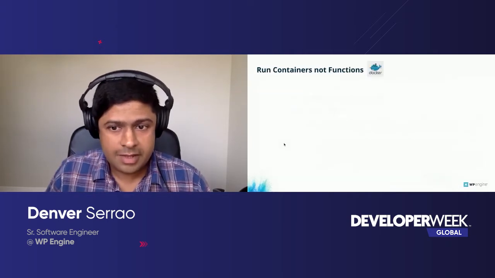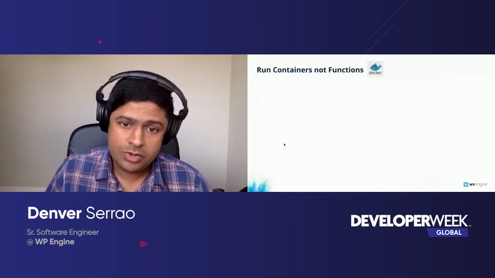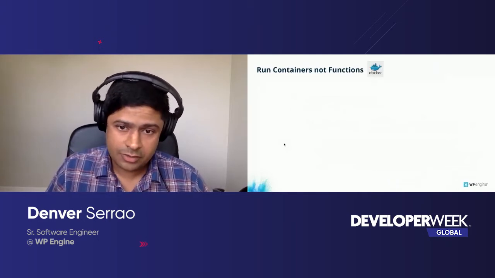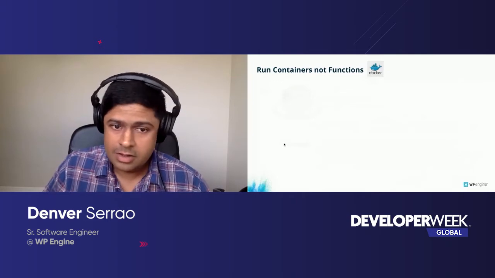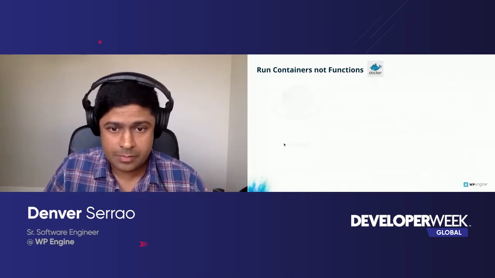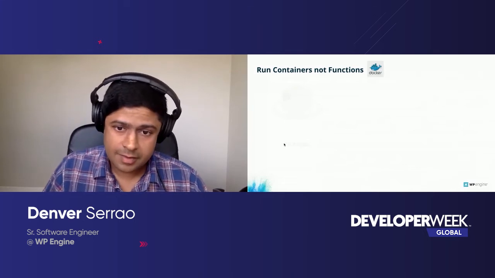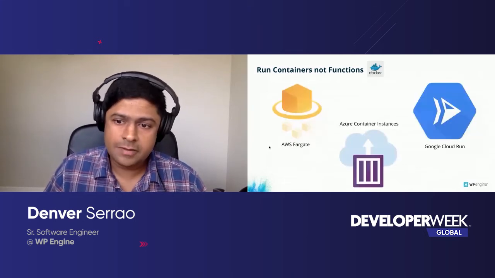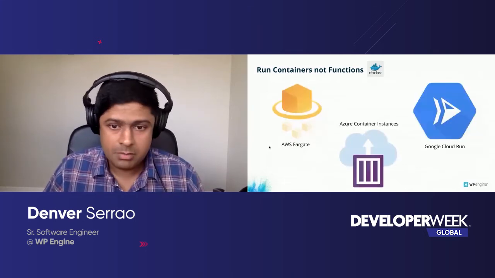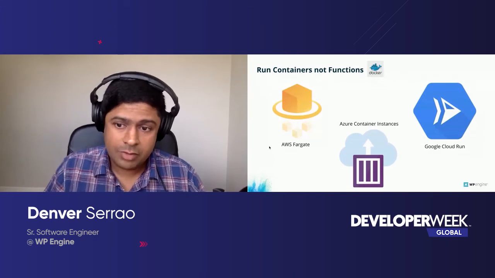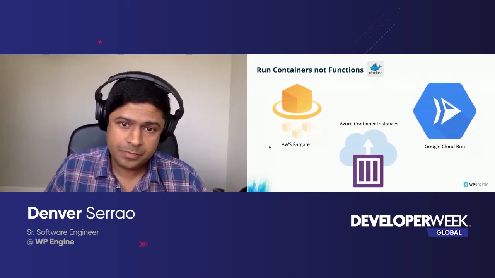The cloud providers have seen this, and they have an answer, which is to run containers instead of functions. AWS has a service called Fargate. Google Cloud has Cloud Run. Azure has container instances. These services allow you to get all the benefits that you get from serverless functions, but allow you to run multiple invocations in a single instance.